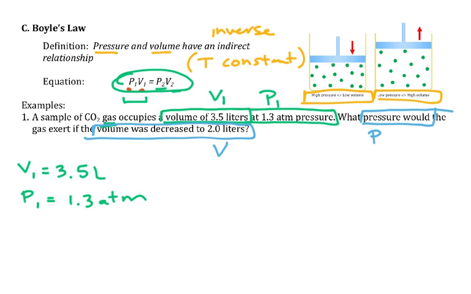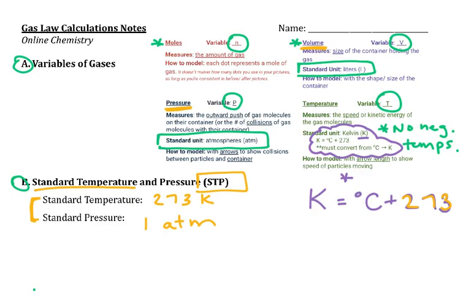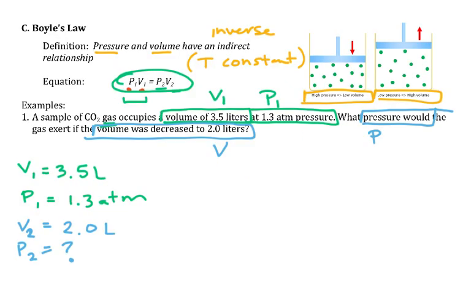Then what pressure would the gas exert? Well, pressure 2, that's what we're looking for. That's our unknown. When the volume was decreased to 2 liters, so 2.0 liters is given. We can use the units, so those units of liters, Kelvin, atmospheres, knowing those is going to help you identify what you're given as well.